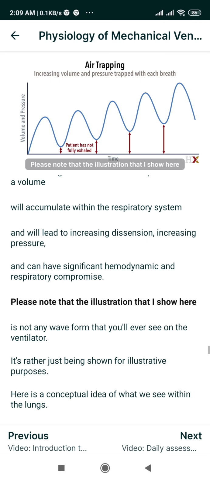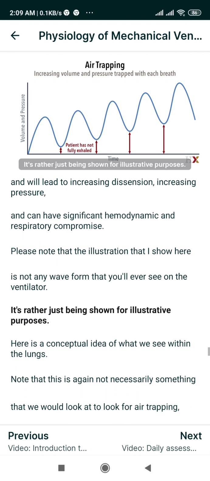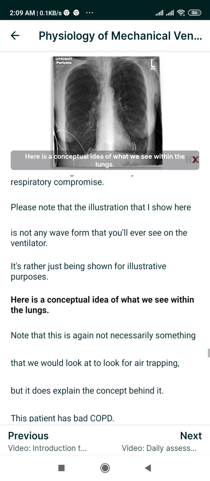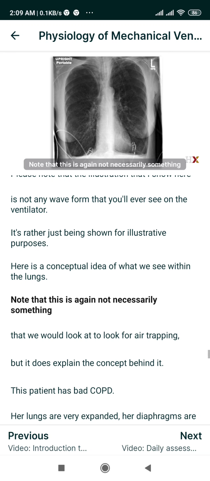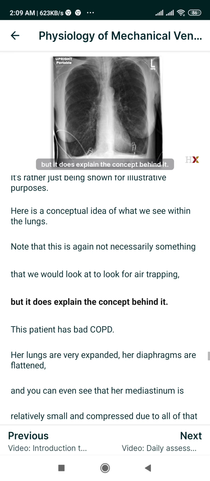Please note that the illustration that I show here is not any waveform that you'll ever see on the ventilator. It's rather just being shown for illustrative purposes. Here's a conceptual idea of what we see within the lungs. Note that this is, again, not necessarily something that we would look at to look for air trapping, but it does explain the concept behind it.